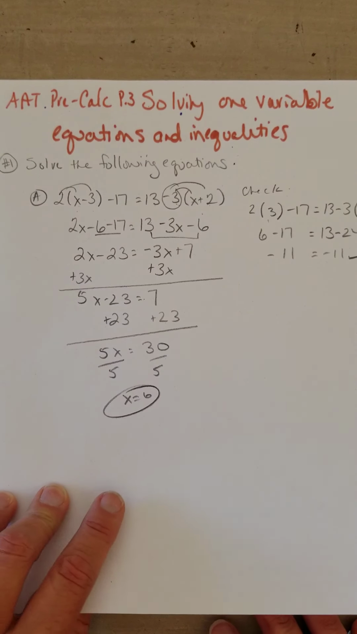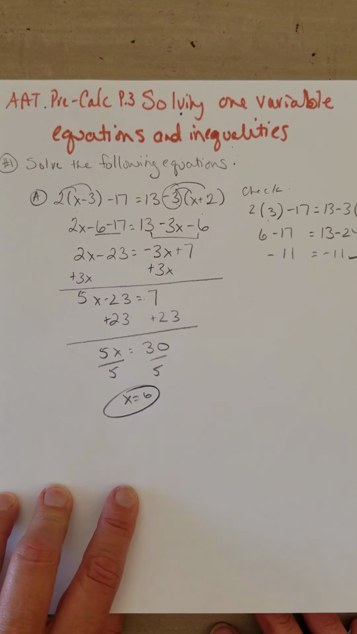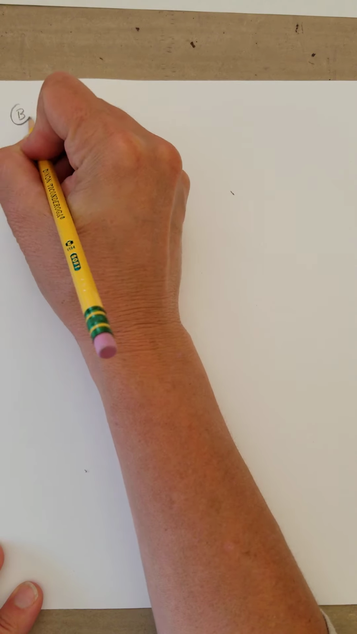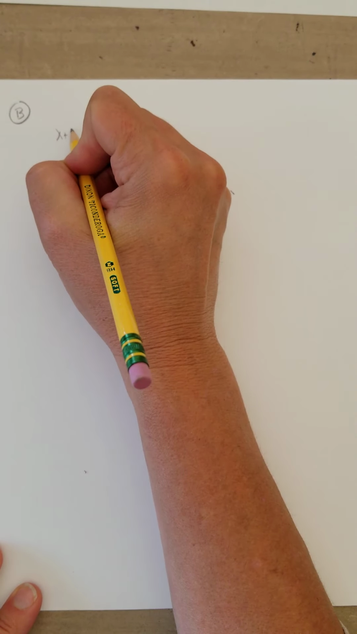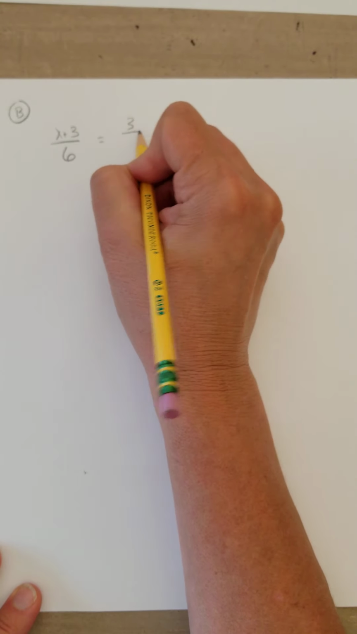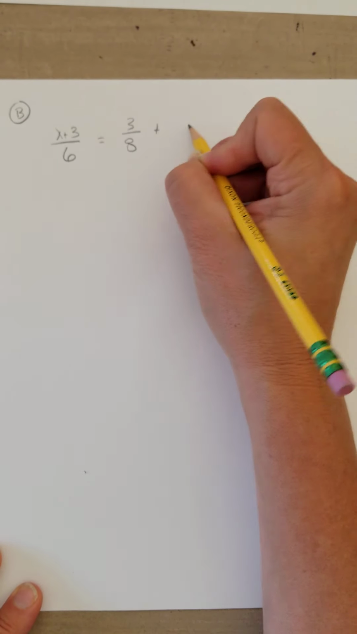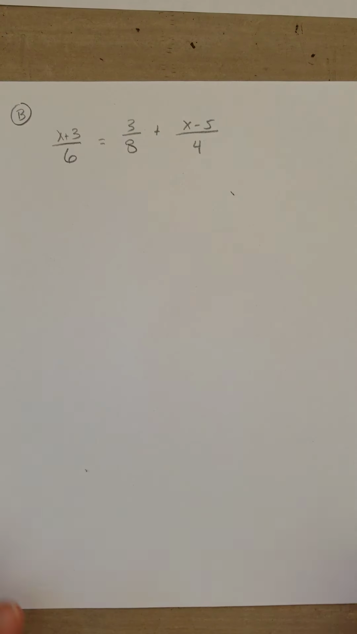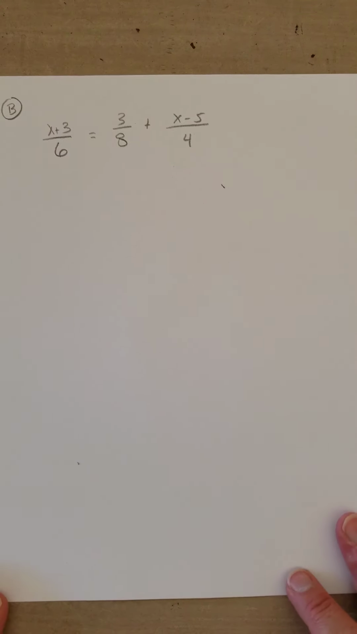Okay, so these kind of get long, so I'm going to use another sheet of paper for the next one. All right, next one. This would be B. Okay, we're going to have x plus 3 over 6 equals 3/8 plus x minus 5 over 4. All right, so that is what I'm looking at in this one.